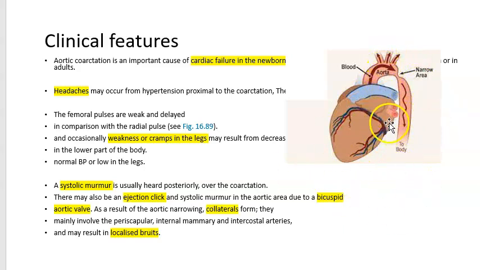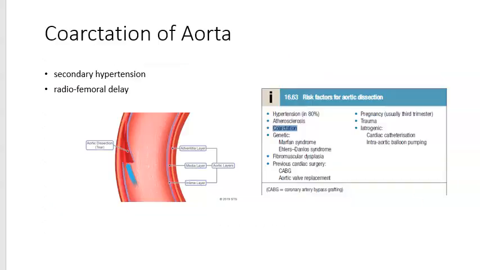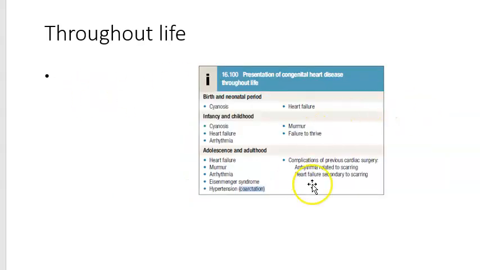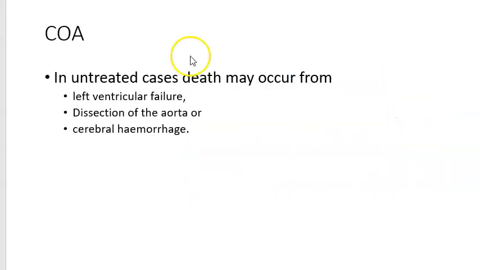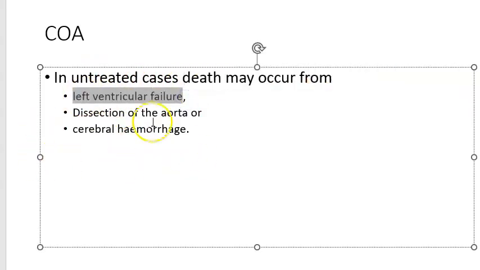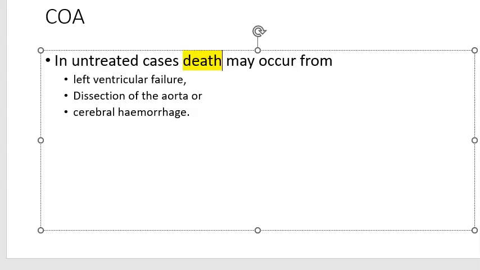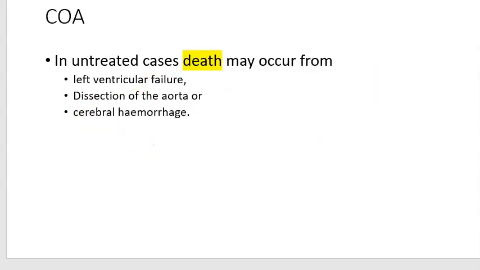There will be a lot of collaterals which have formed here, and that can lead to a localized bruit when you listen. So basically these people can have secondary hypertension, radiofemoral delay we told you. They are also at risk for aortic dissection. Throughout life they can have hypertension. If untreated, it may lead to cardiac failure, left ventricular failure, dissection of aorta, and cerebral hemorrhage. So basically it can lead to death. That's what we had to highlight here. Cerebral hemorrhage, why? With so much blood, intracranial pressure can be high, I'm thinking.